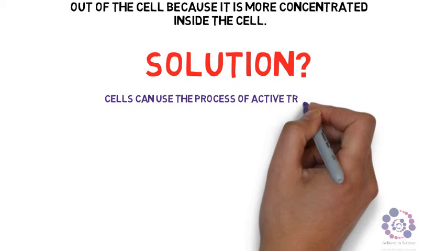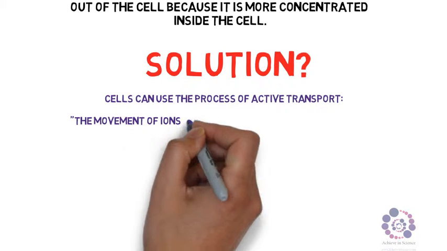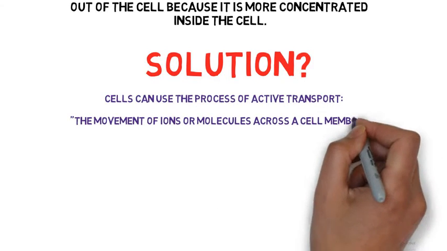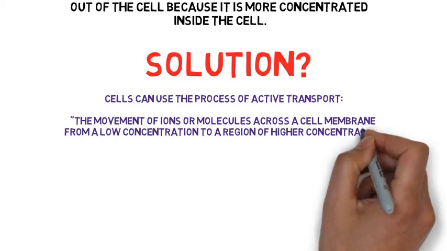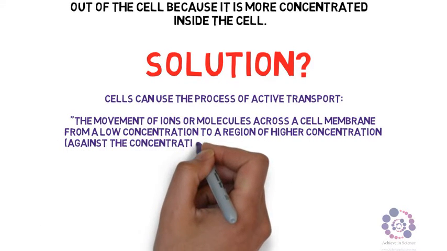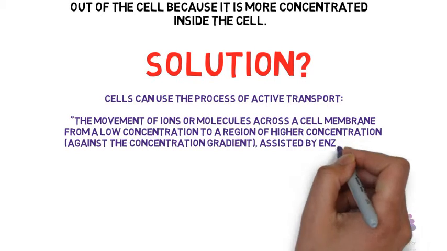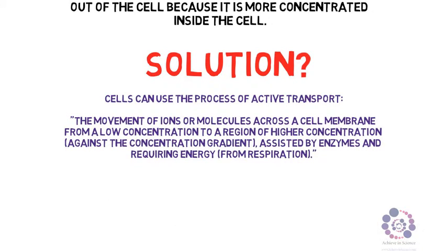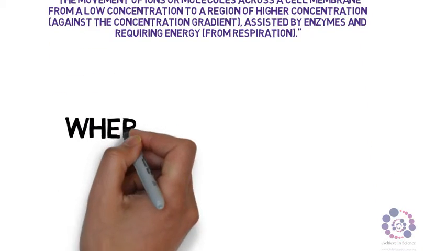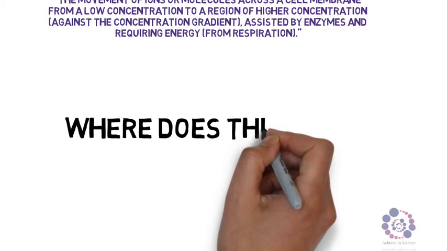Cells can use this process called active transport. If we look at the definition, this is the movement of ions or molecules across a cell membrane from a low concentration to a higher concentration. So this is against the concentration gradient. The whole process is assisted by enzymes and requires energy from the process of respiration.